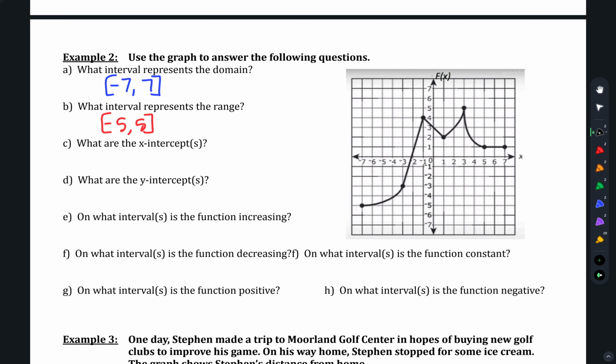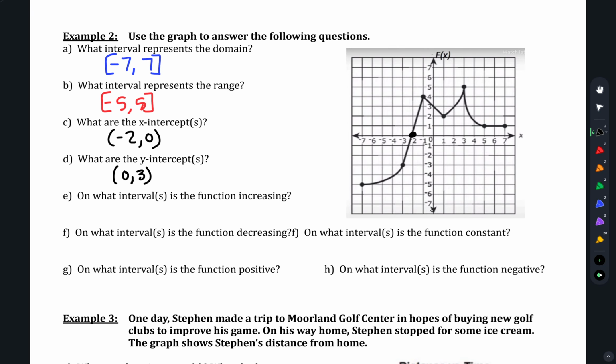How many x-intercepts do we see on here? Just one of them. I'm going to say that this is -2, just to make it a little bit easier. Let's call that -2, 0. What about our y-intercept? What's our y-intercept? 0, 3. Okay, those are the first 4 sections.